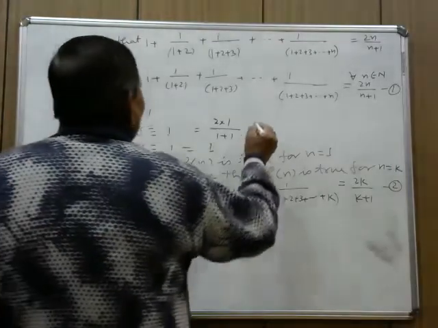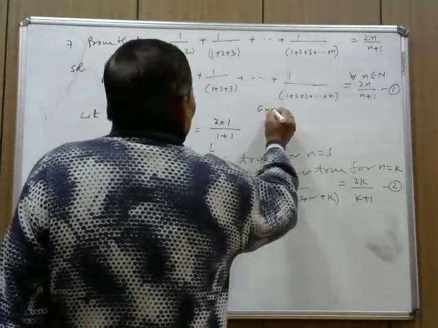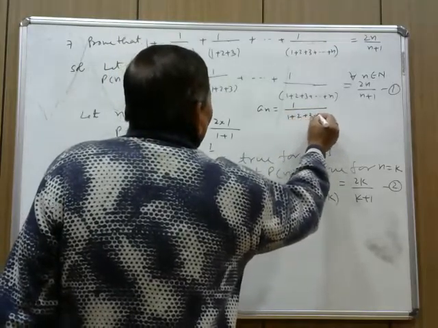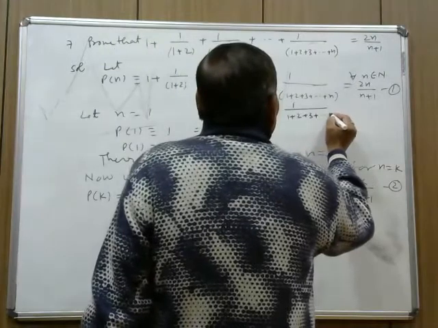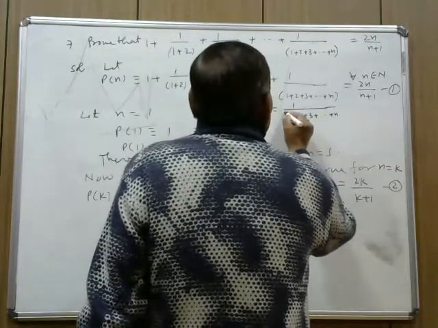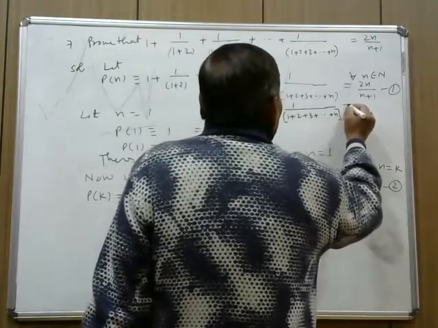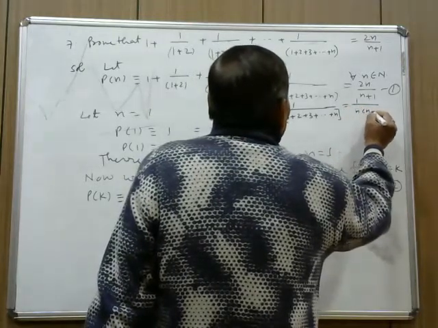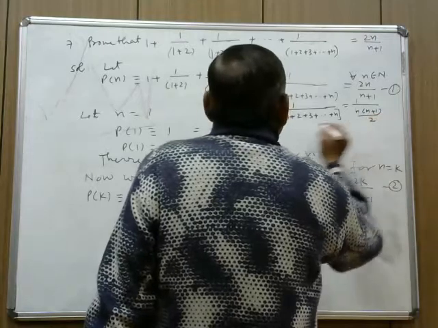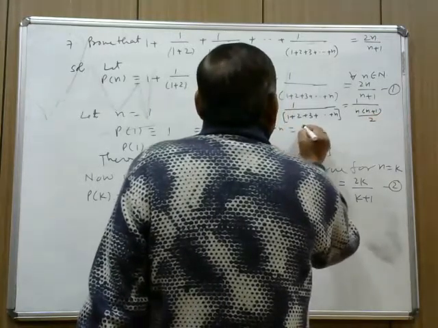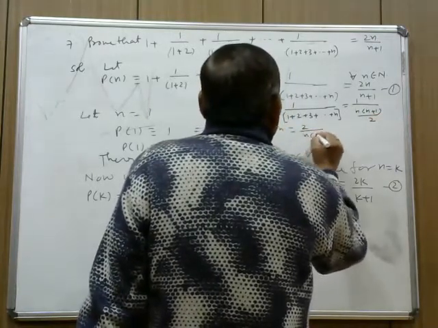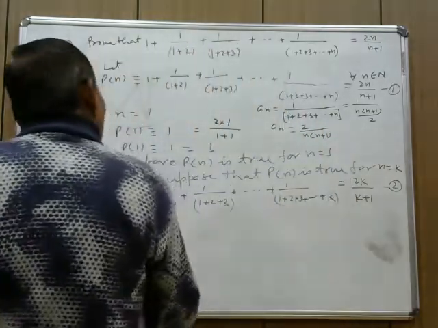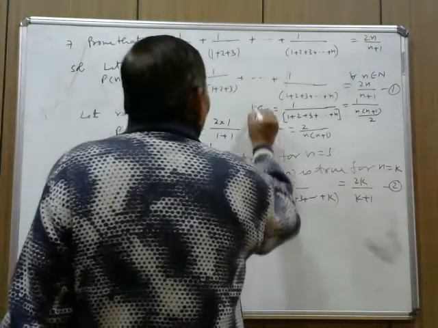Now your an is 1 upon 1 plus 2 plus 3 plus and so on plus n. This is the sum of n terms of the series. So 1 upon n into n plus 1 by 2. So your an will be 2 upon n into n plus 1. You remember this thing.